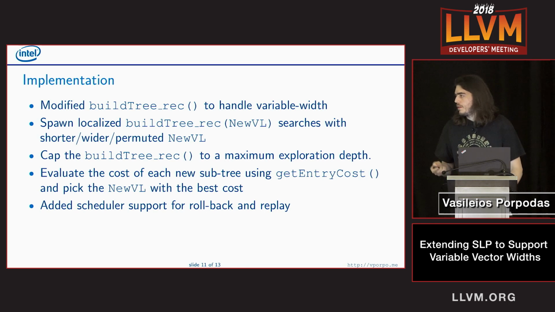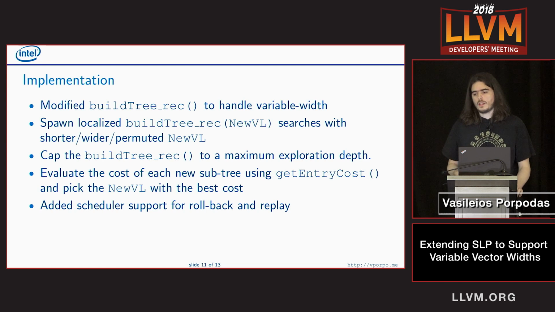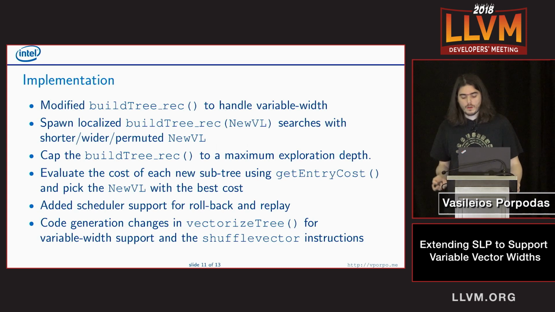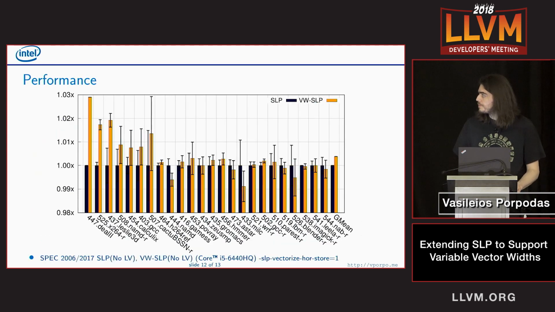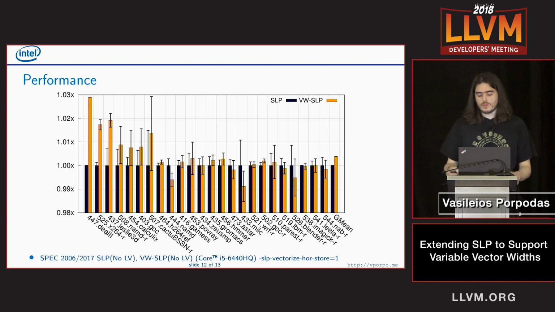In order for this to work, we had to make some changes in the scheduler. If you try this right now, the scheduler will complain. Well, it will actually fail because it will say that some instructions have already been scheduled and stuff. So we had to implement a rollback and replay mechanism in the scheduler of the SLP pass. And obviously we had to make some changes in the code generator to support the variable width and all the creation of the shuffle instructions.